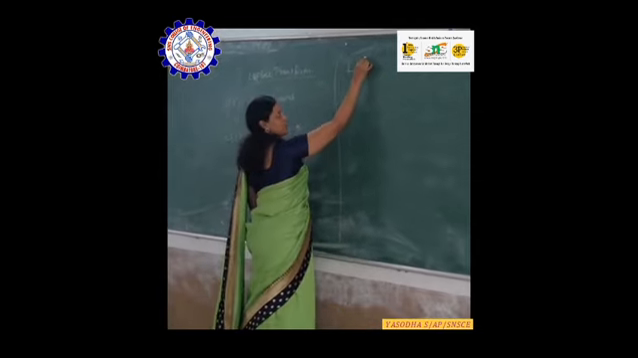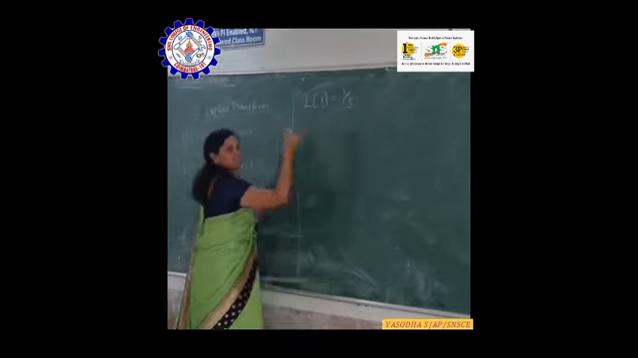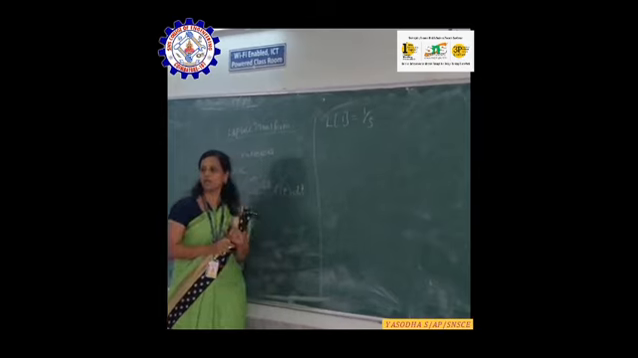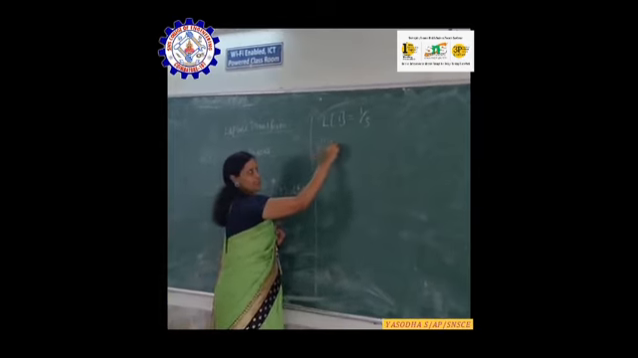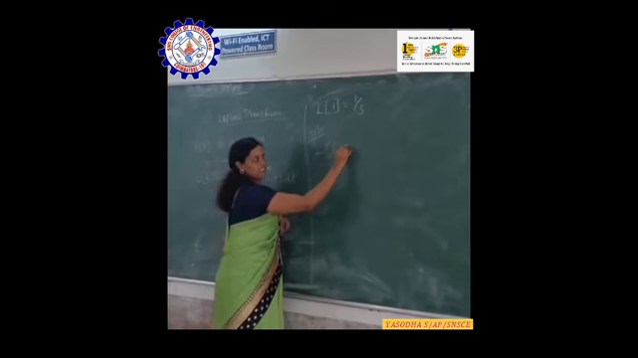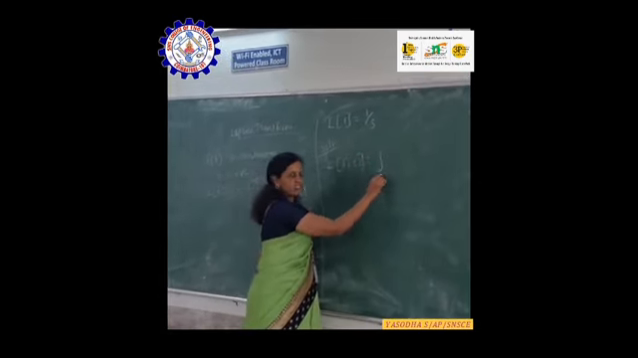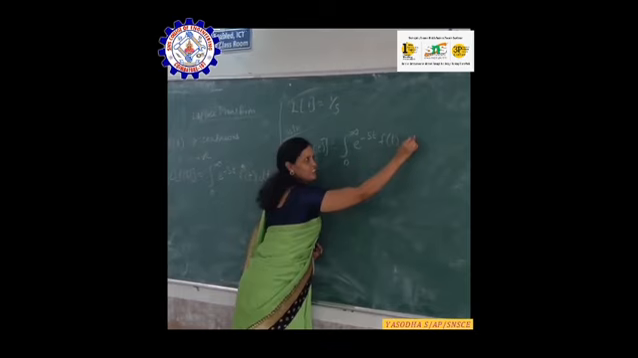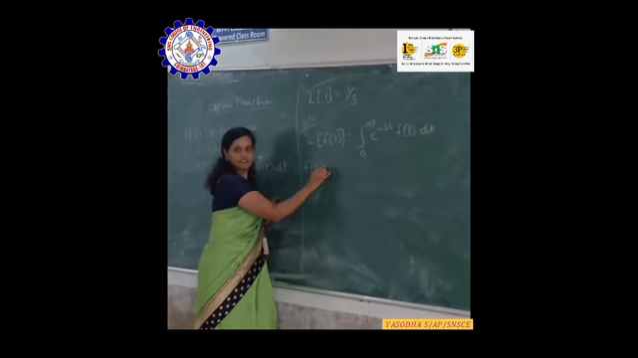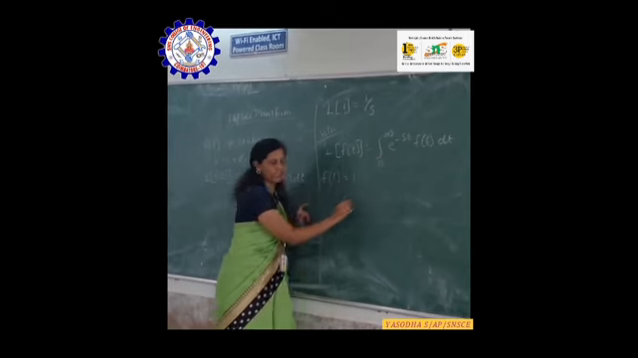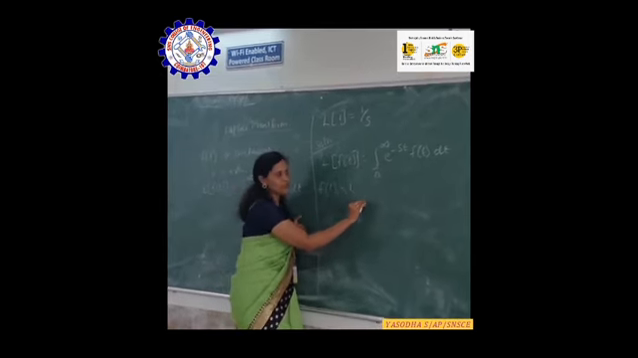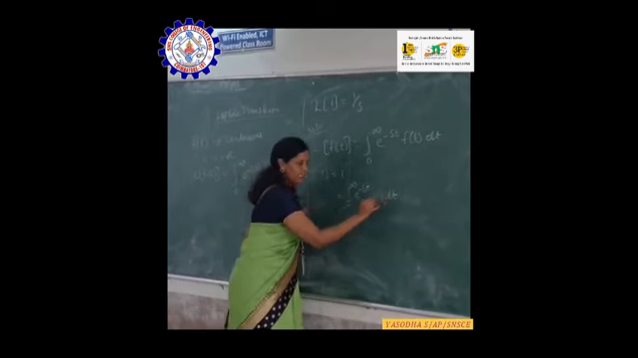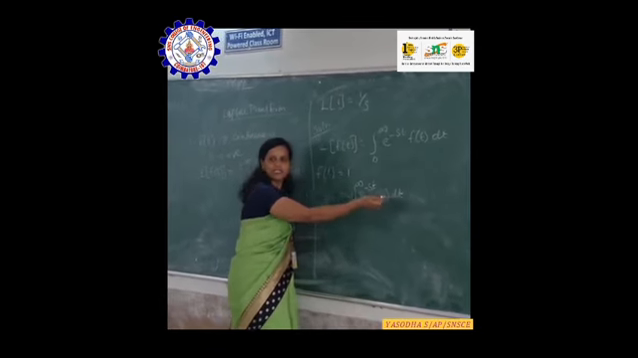First property: L of 1 is equal to 1/s. We have to show that L of 1, that is the Laplace transform of 1, is equal to 1/s. So what is the definition of Laplace? What is L of f(t)? Yes, the integral from 0 to infinity of e^(-st) f(t) dt. So what is f(t)? Yes, 1. So substitute 1 instead of f(t). It is equal to the integral from 0 to infinity of e^(-st) into 1 dt.